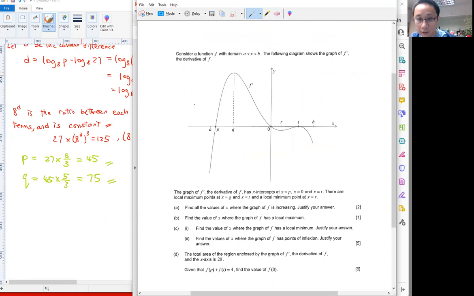Find all the values of x within the graph where the graph of f is increasing, even though this is the derivative graph. So f is increasing means that the derivative graph needs to be in the positive.